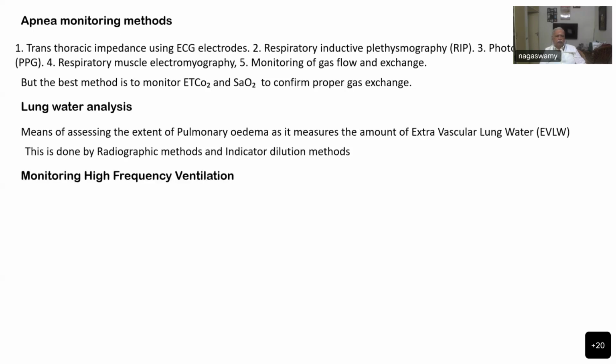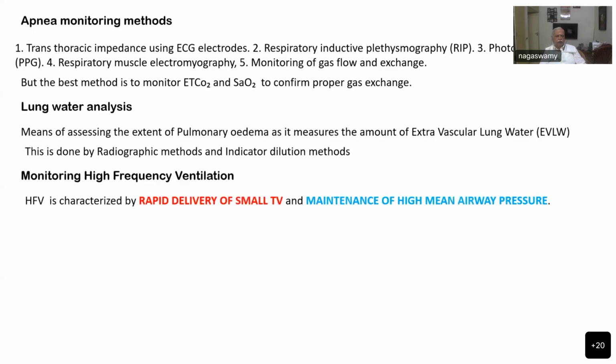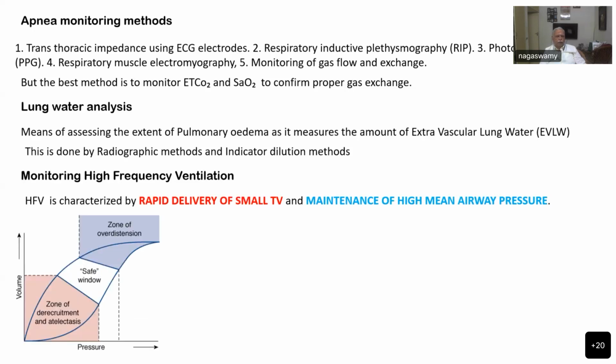So monitoring high frequency ventilation. HFV is characterized by rapid delivery of small tidal volume and maintenance of high mean airway pressure. This is how I told you about the history. This is the inflation and exhalation. So you can make a zone of over distension, safe window, de-recruitment and atelectasis. Again, a pressure volume loop is plotted, and this will tell you how to adjust the pressure and make the patient come to the safe level, so that you can avoid barotrauma or collapse.